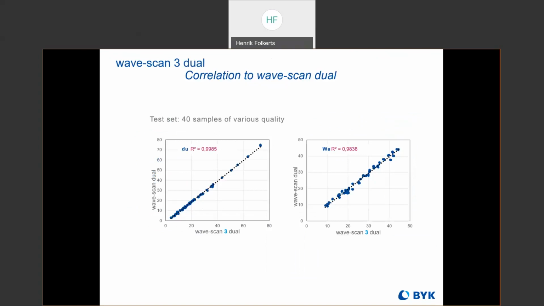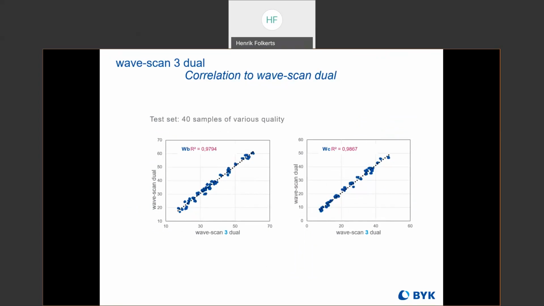If you're wondering about the correlation between this new model and the previous models, the correlation is pretty much perfect. The measurement principle is very, very solid. There was no need to really change that in any significant way. And so the readings that you get with this new generation of WaveScans, you can expect it to match up very well with the older generation of WaveScans.